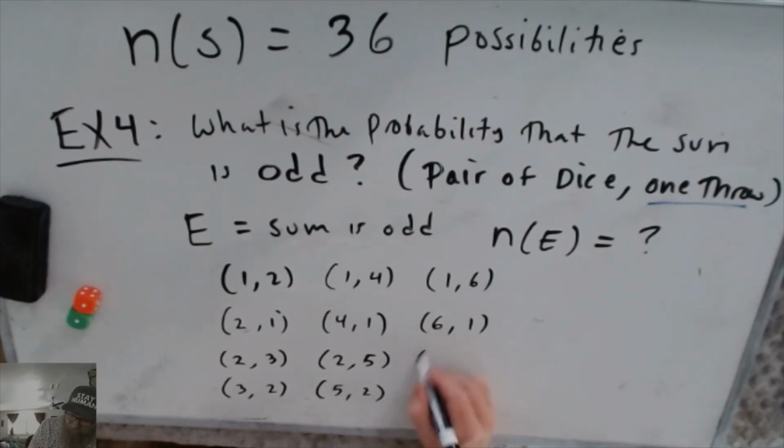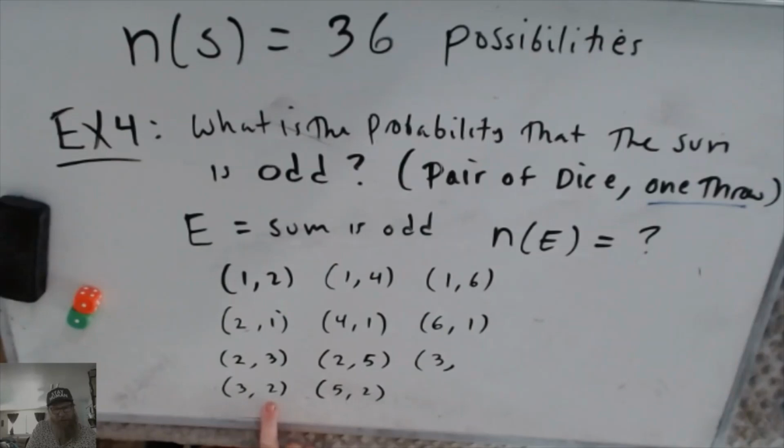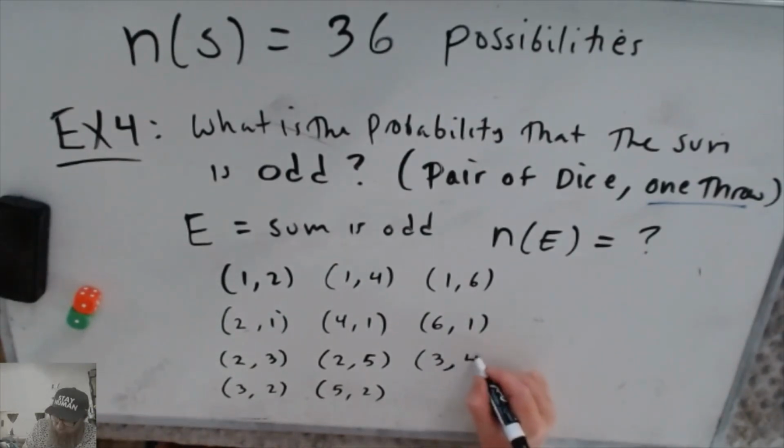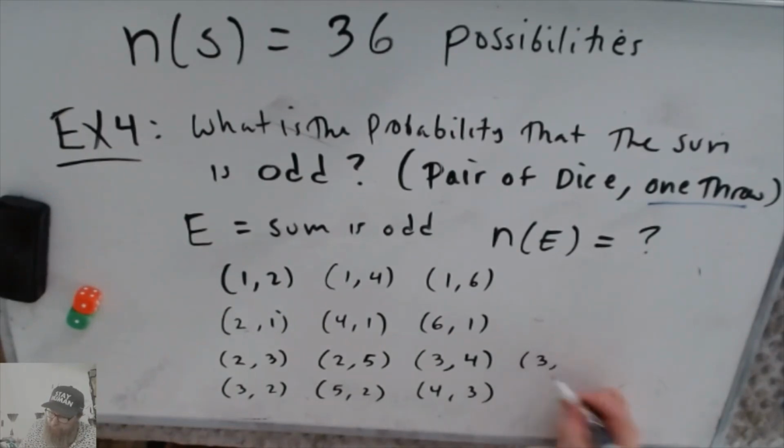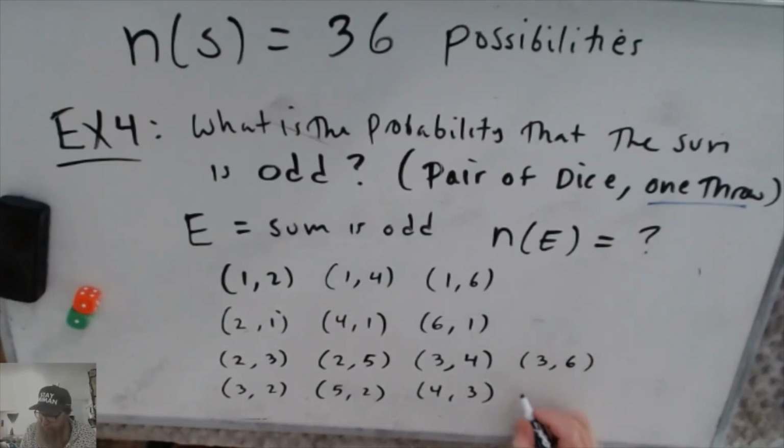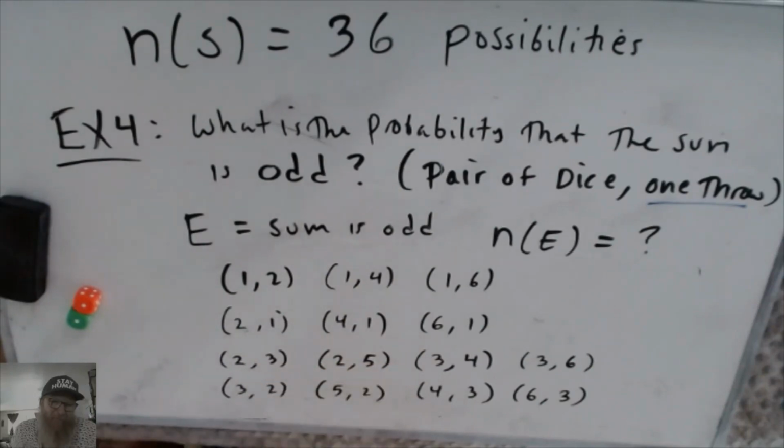All right, let's go with 3. We already have 3, 2, so we can't use that one again. 3, 3 is not odd, so 3, 4 is odd. So 4, 3 is also odd. What else? 3 and 6, right? Because 3 and 5 would be even, so 3 and 6 is odd. And 6, 3 is also odd. A lot of possibilities for odd. My guess is it's about half, right? Half evens and half odds, but let's count them all up.